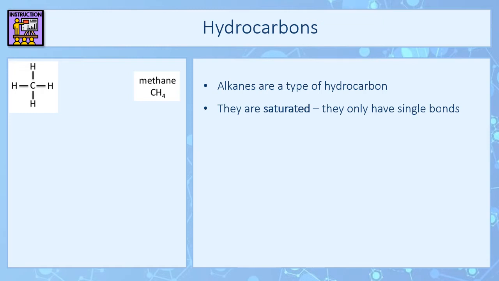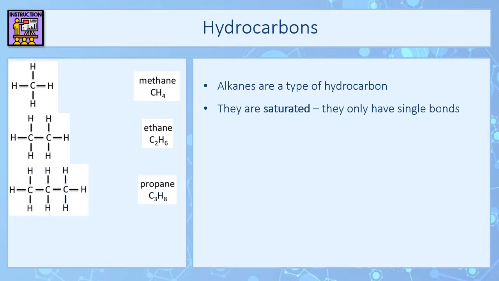The structures and names of the first 4 alkanes you will need to learn. So this picture represents methane. It contains 1 carbon and 4 hydrogen atoms. Ethane contains 2 carbons and 6 hydrogen atoms. Propane, 3 carbons and 8 hydrogen atoms. And butane, 4 carbons and 10 hydrogen atoms.